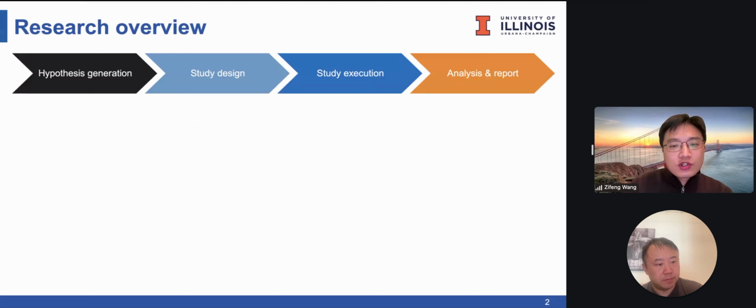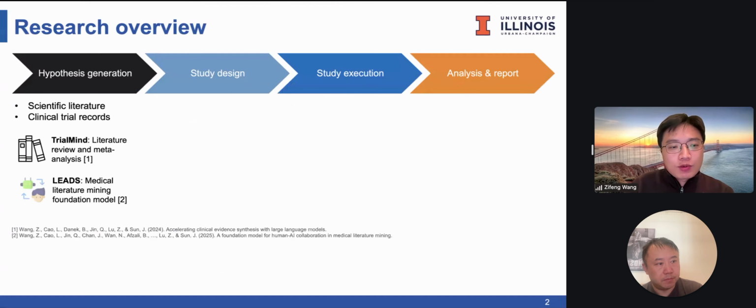So in this roadmap, we have explored a couple of approaches. For hypothesis generation, we have developed large language models that learn from scientific literature, like medical publications, and clinical trial records. For example, the trial design you can find from clinicaltrials.gov, with two models, TrialMind and LEADS. We will introduce more detail today on accelerating the literature review and the meta-analysis process.